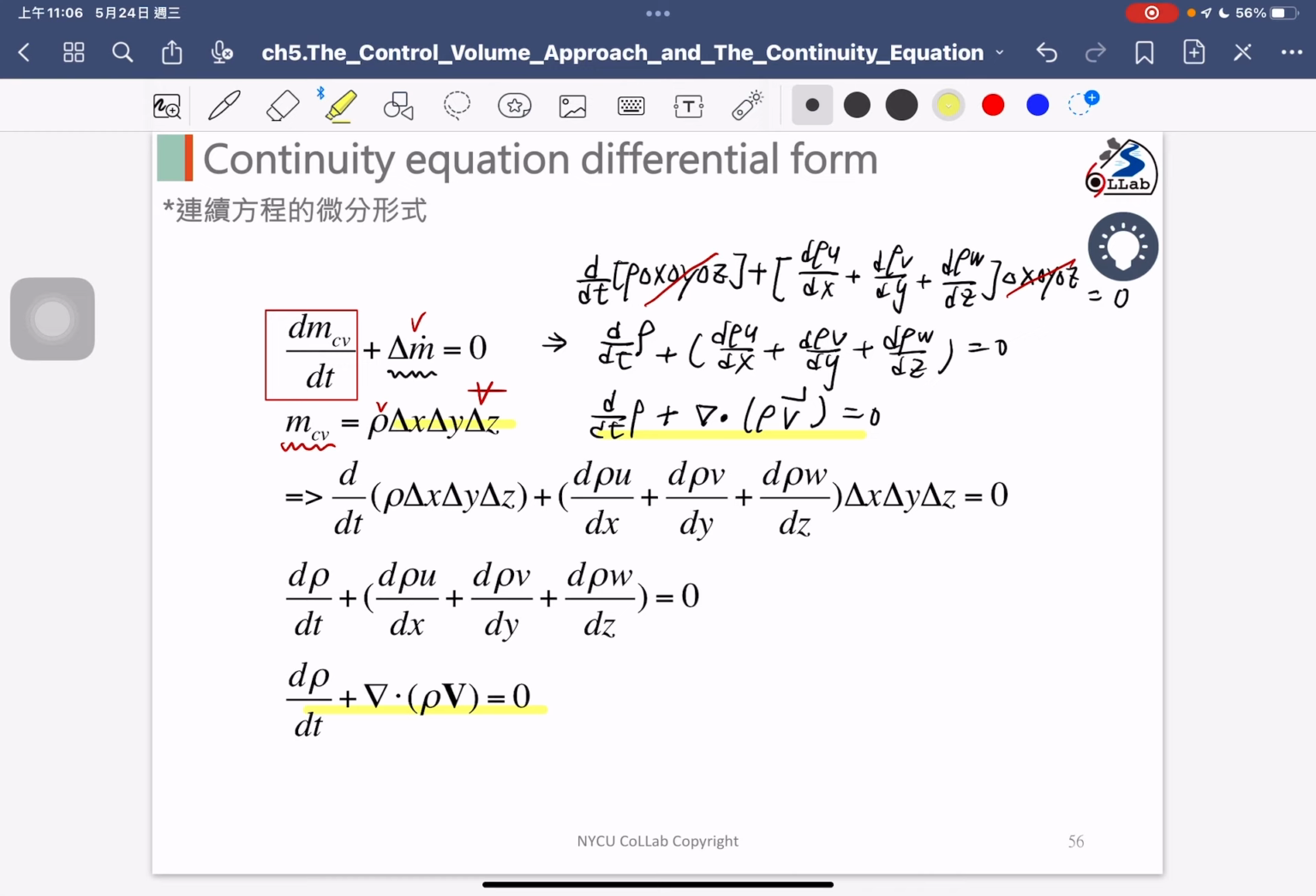This is the final differential form of the continuity equation. Maybe we have a 10-minute break, and then we go back to see what happens with the differential form of the continuity equation. Okay, let's take a break.